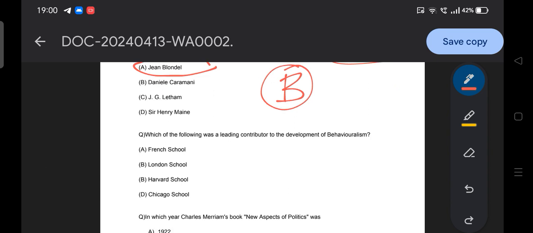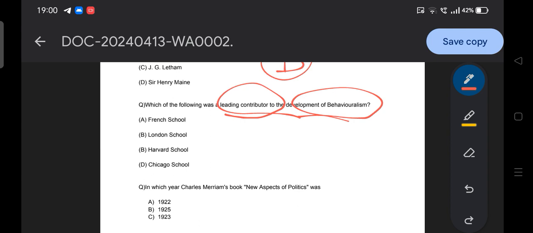Okay, moving to the next: which of the following was a leading contributor to the development of behavioralism? Behavioralism is an ideology, and it started during the Second World War, after decolonization. So which school of study is responsible for that? Option A French, London, Harvard or Chicago. Okay, what is the answer? Hope you all know the answer. Option D is the answer: behavioralism belongs to the Chicago school after the Second World War.